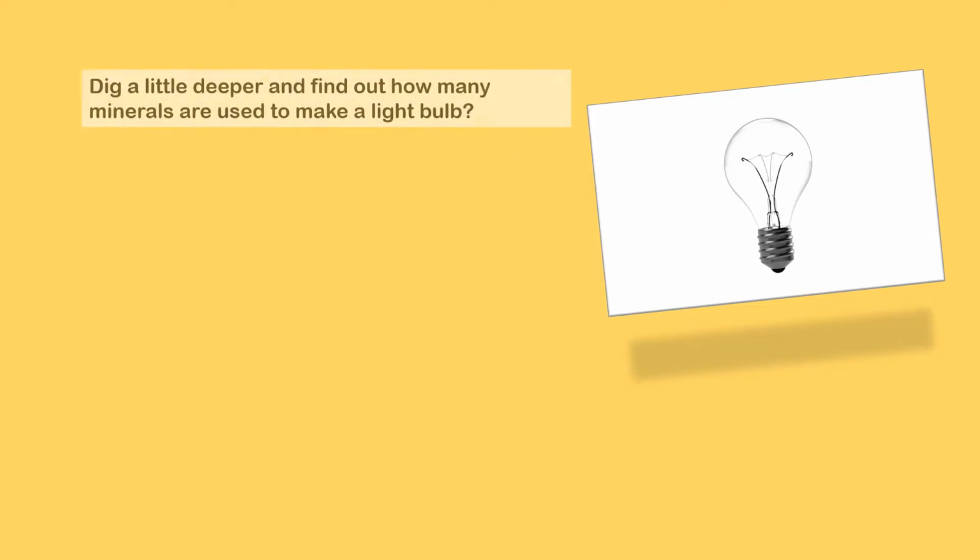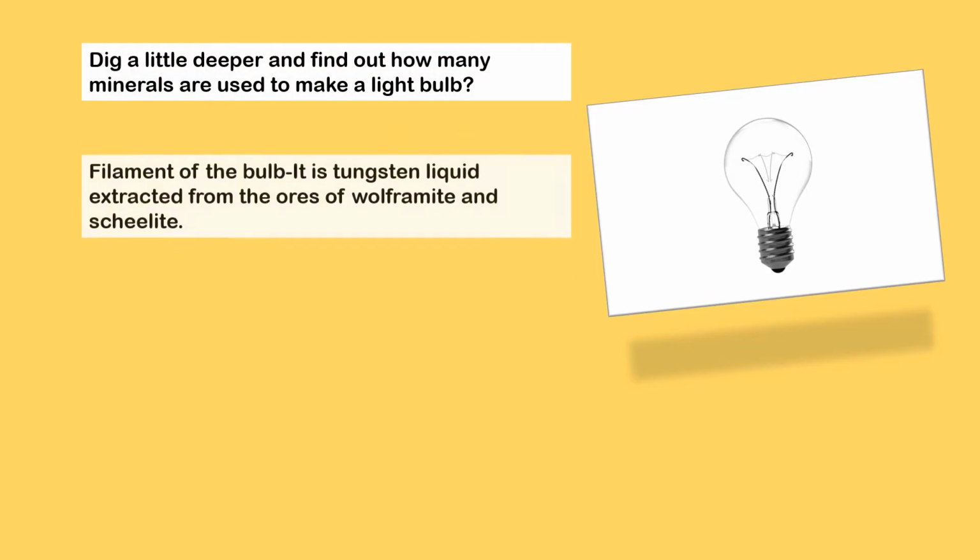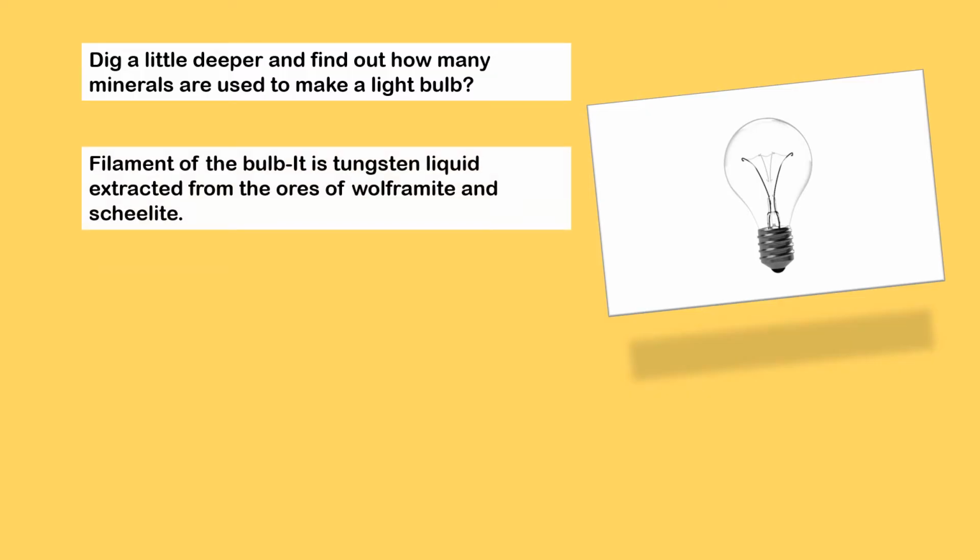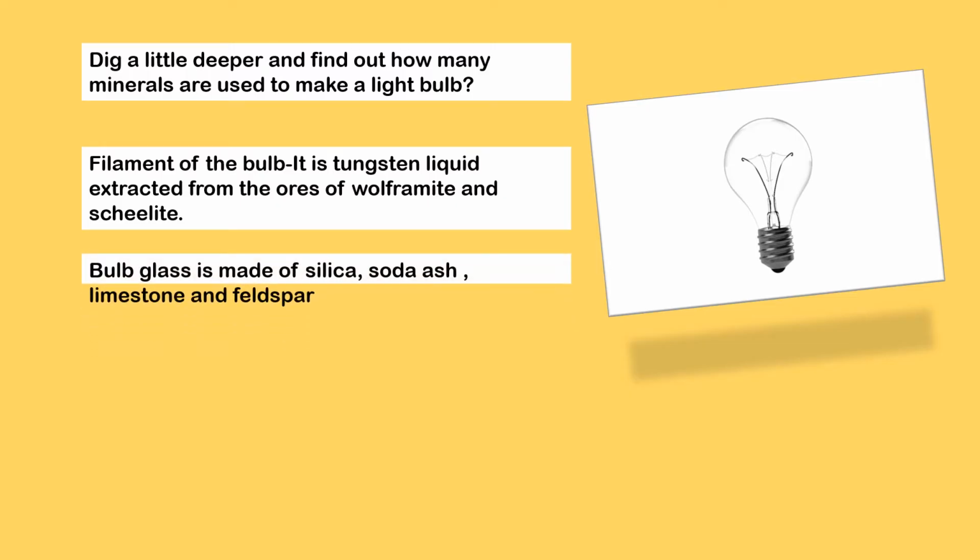Now let's learn about the light bulb and what minerals are used in producing a light bulb. The filament of the bulb is tungsten, extracted from the ores of wolframite and scheelite. The bulb glass is made of silica, soda ash, limestone and feldspar.